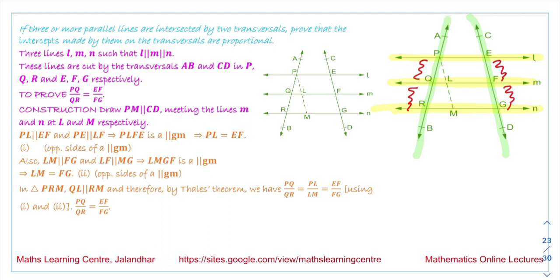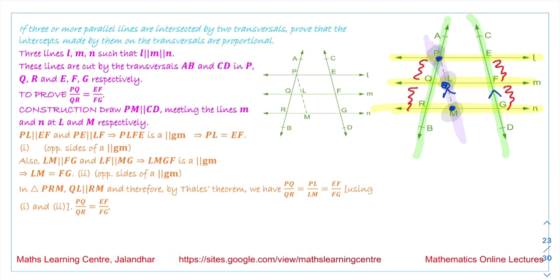So we have done the construction over here, and the construction is we have drawn PM. PM is this line we are talking about. We have drawn this line PM parallel to this CD, and it is meeting this line L at P, this line M at L, and this line N at M. We are talking about these 3 points. This is P, L and M. These are the 3 points that we have now.